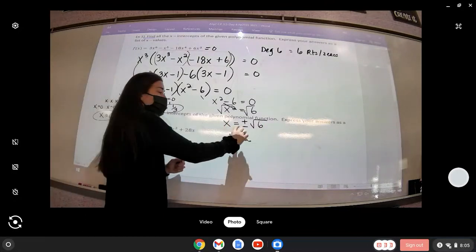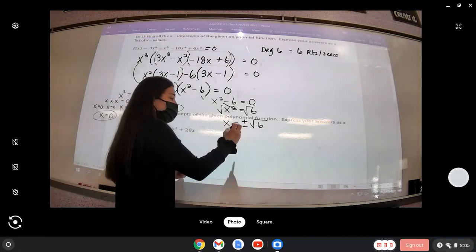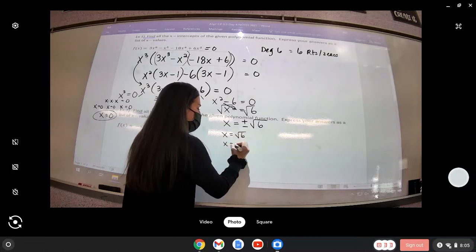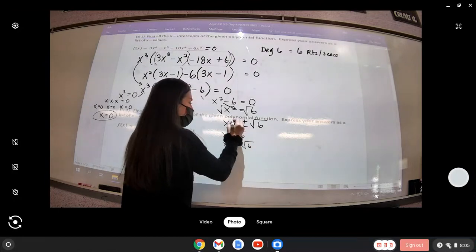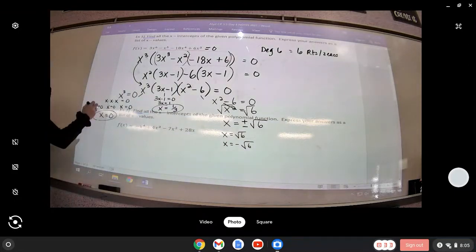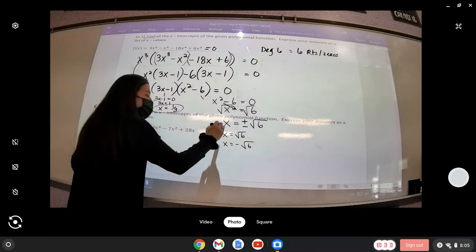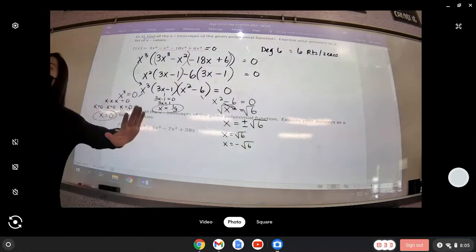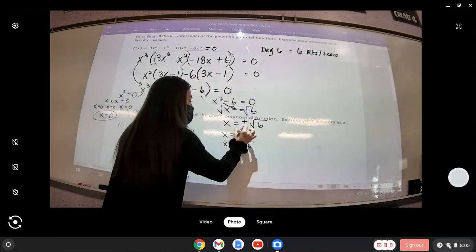Now, Delta Math will let you leave it like this as the plus or minus, or they'll let you say x equals the positive square root of 6, and x equals the negative square root of 6. And now you can see your 2 separate answers. So guys, now you have 1, 2, 3, 4, 5, 6 zeros or roots to a degree 6 polynomial. So you got them all. You are here. All right?